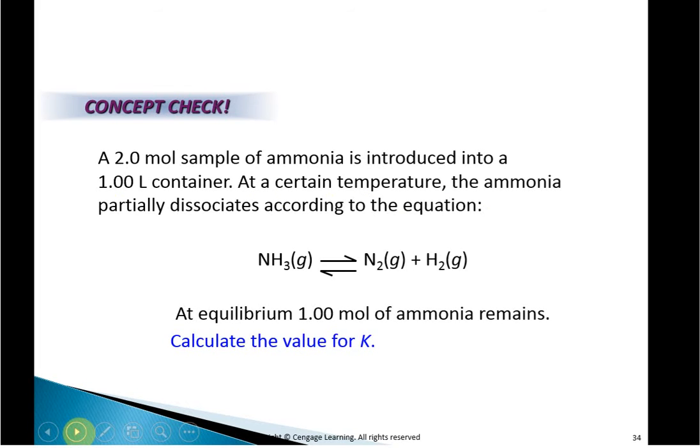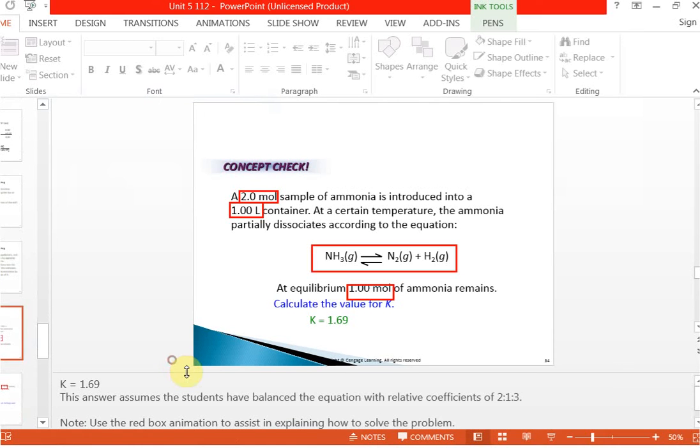So here's a pretty legitimate problem. We have a 2 mole sample of ammonia and it's introduced into a 1 liter container at a certain temperature. The ammonia partially dissociates. At equilibrium, 1 mole of ammonia remains. Let's look at this really quick, guys.